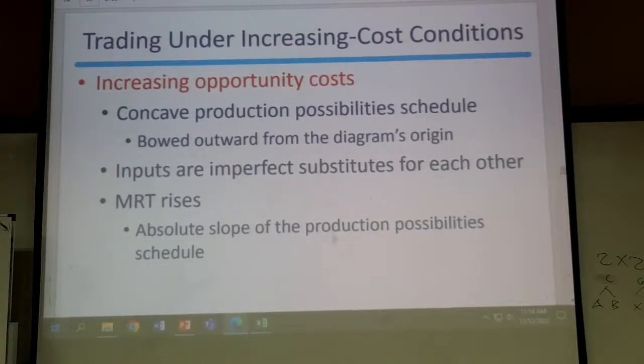Number one, resource endowment. Other factors will be technology, taste, and the rest. So only this one, number one, endowment.